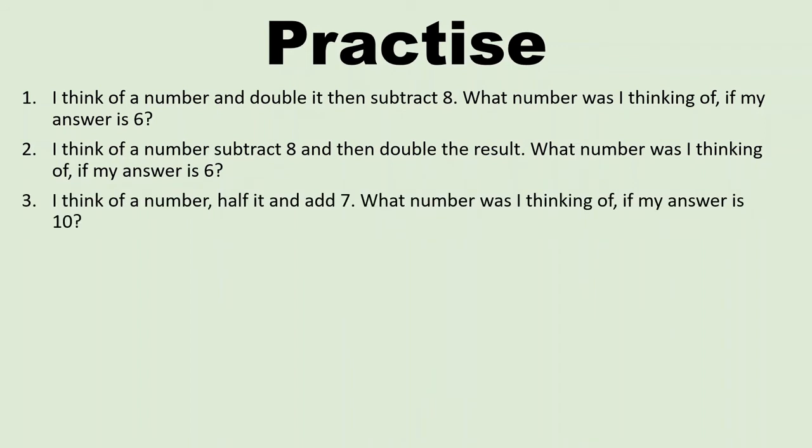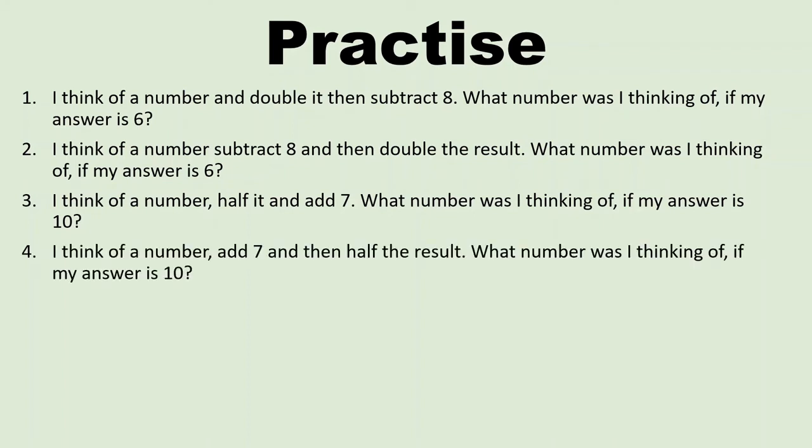Question 3. I think of a number, half it, then add 7. What number was I thinking of if my answer is now 10? Question 4. I think of a number, add 7, and then half the result. Again, the order of operation is different here from question 3. Still, what was the number I was thinking of if the answer is 10?